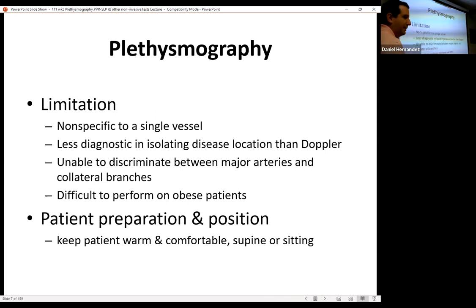When we say collateral, your body will be like, I can't get blood through here, so I'm going to make new vessels somewhere else, or reroute itself. Your body does that. It's a little weird. It's kind of concerning, but it's kind of amazing.